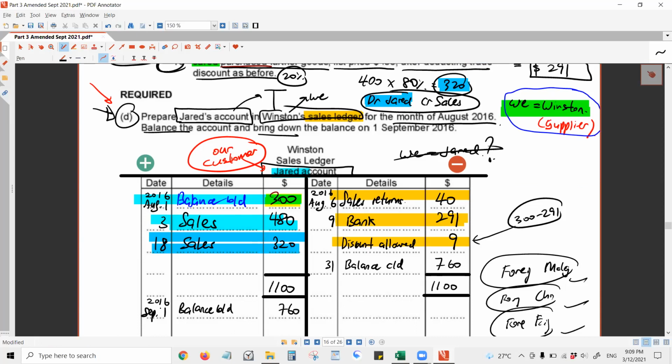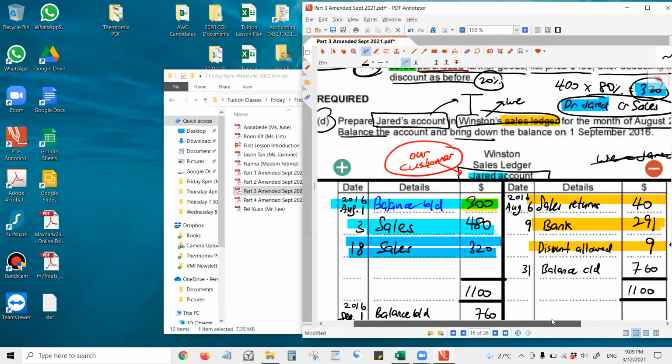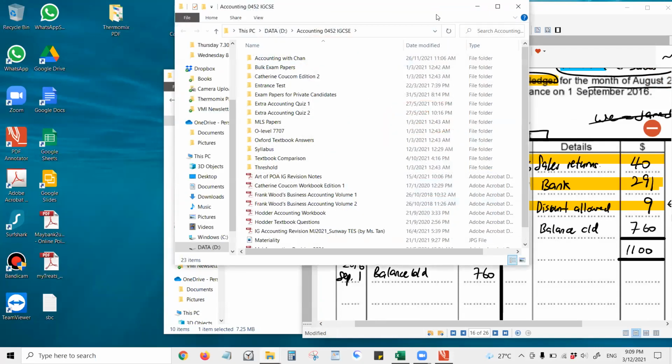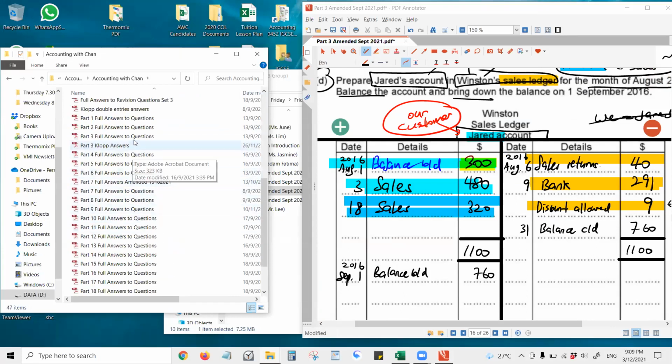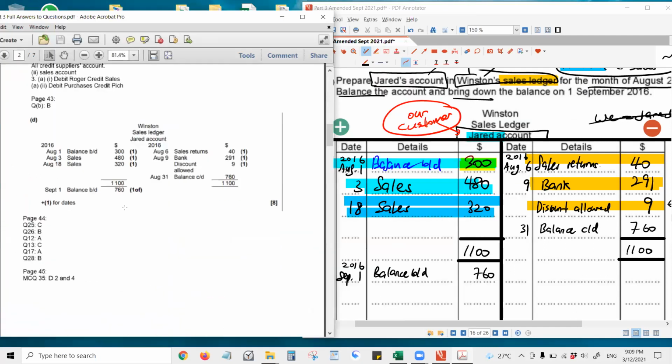September 1st. Okay, while you're still writing, let me show you the full answer, because I cannot recall the numbers for this question. Not sure if this is correct. Okay, correct. 760. That's the balance.